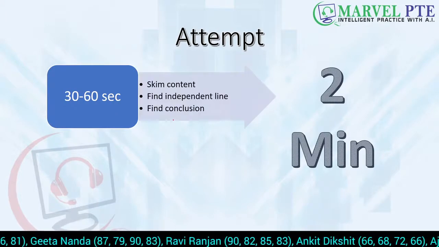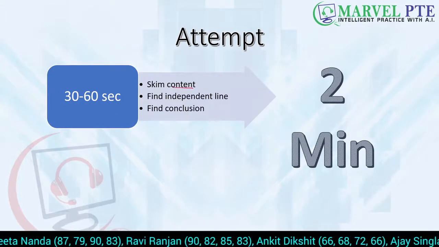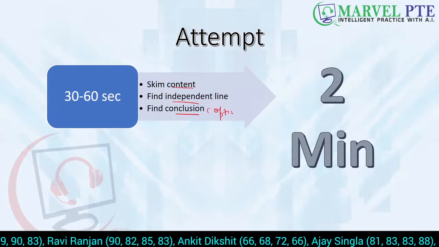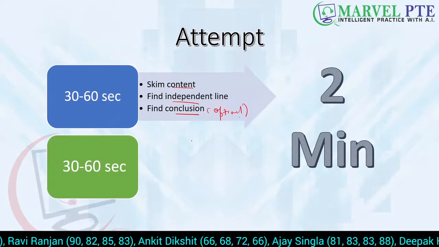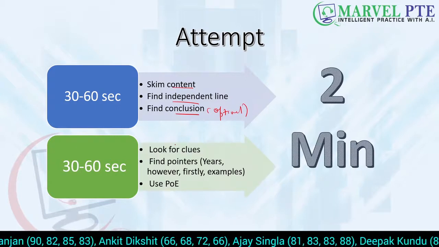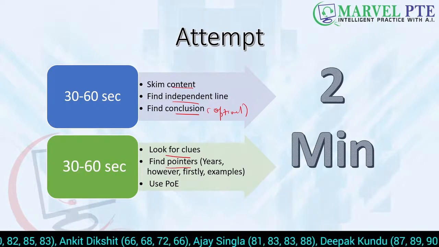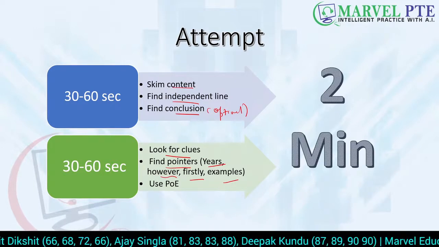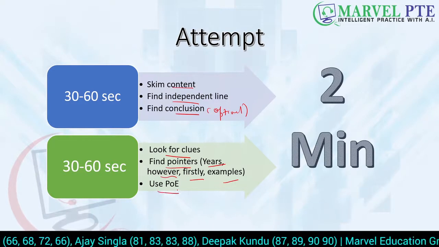So in the first 30 to 60 seconds you are going to skim the content, find an independent line, and if it's optional, if you can find your conclusion line. And in the next 30 to 60 seconds you have to look for clues, find pointers, for example years, however, firstly, examples, and then use the process of elimination.